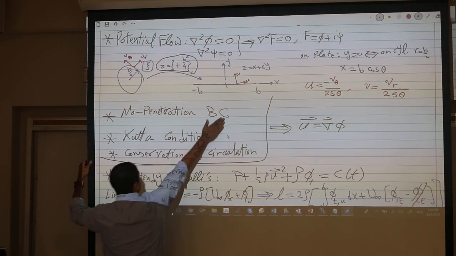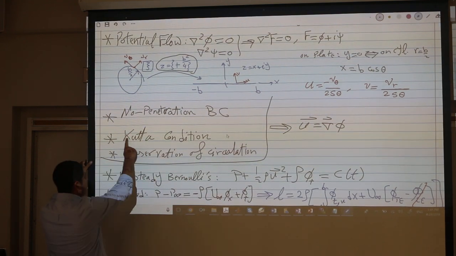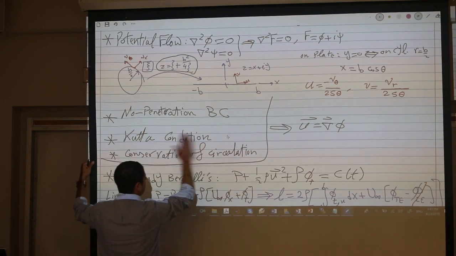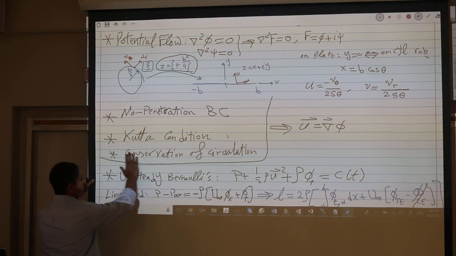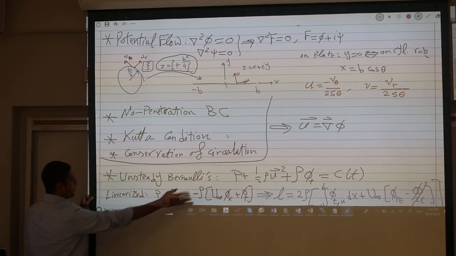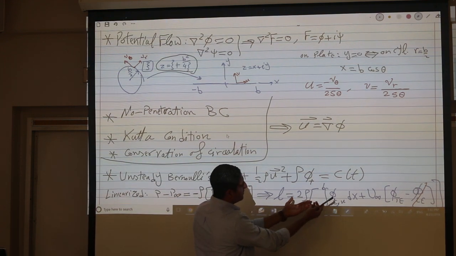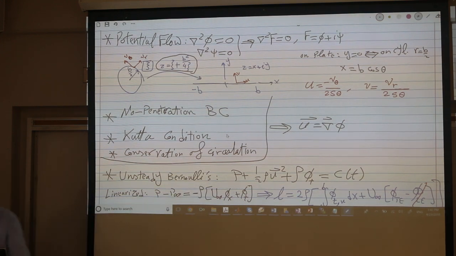But then we use this to determine the unknown strength. We need to make sure that the Kutta condition is satisfied, or in other words, utilize the Kutta condition to get the value of our circulation. Make sure that the conservation of circulation is satisfied. After we solve the problem, we can go and get the lift. And you can see that the lift is dependent only on phi. Okay. This is what we had last time.